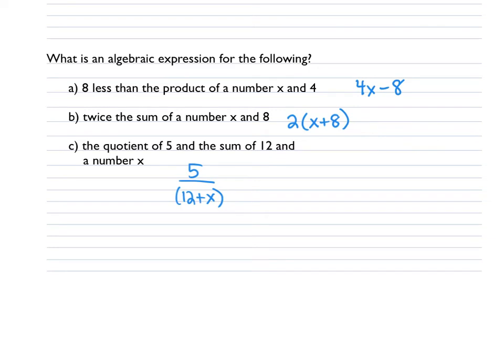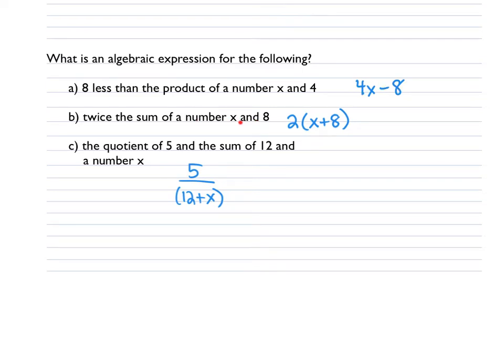Okay, so you really had to think through some of these. They're a little bit trickier ones, so there's 2 operations here. 8 less than, that means 8 is going to be subtracted at the end of this something, which is the product of x and 4. So the product of x and 4 is written as 4x. When you subtract 8 from that, this is 8 less than the product of 4 and x.